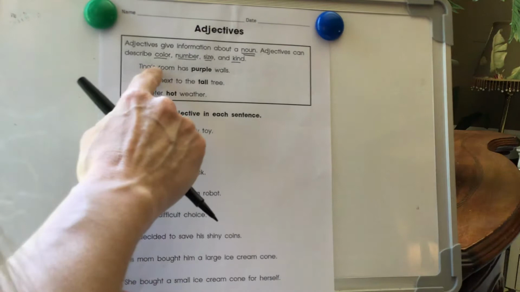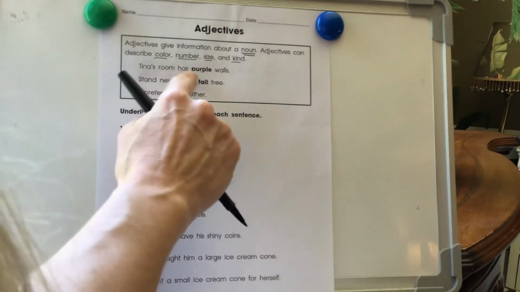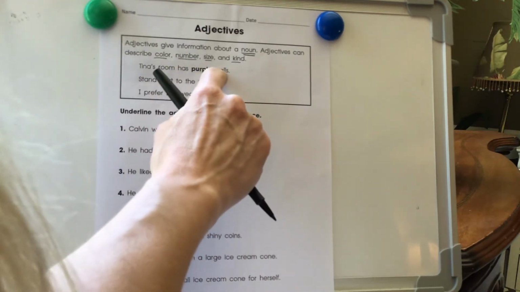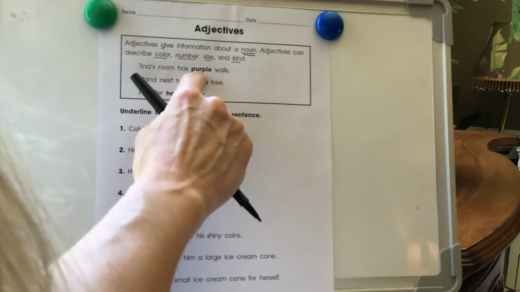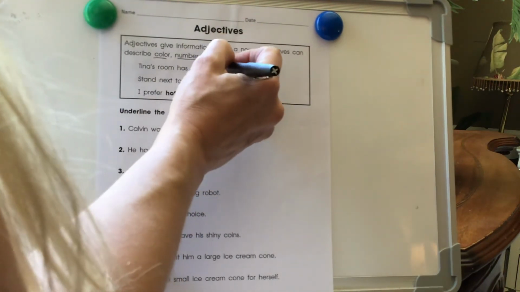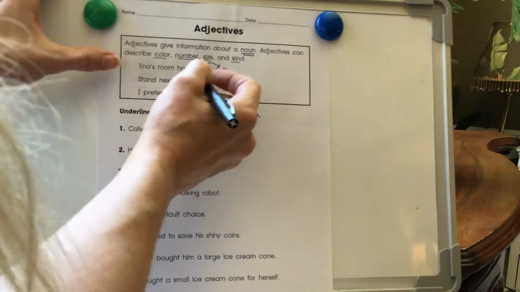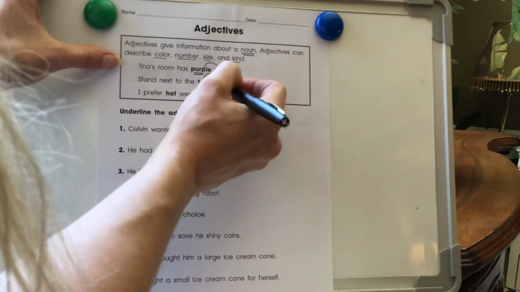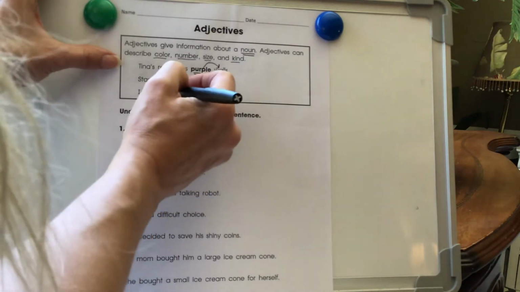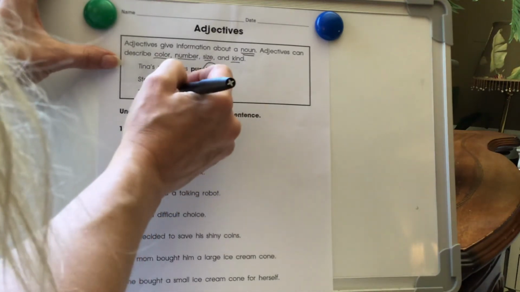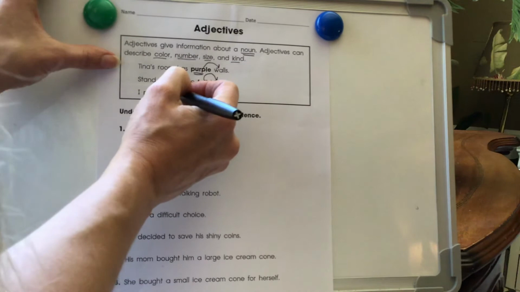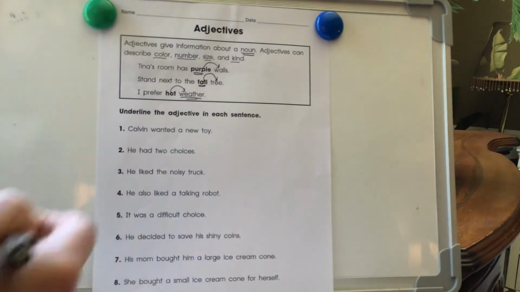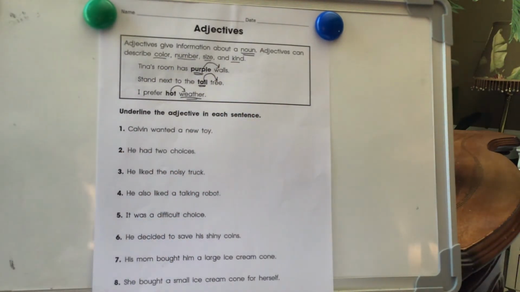So, Tina's room has purple walls. You could say Tina's room has walls. That's true. The noun is the walls. But purple describes what the noun looks like. Stand next to the tall tree. Tall's our adjective, tree is our noun. I prefer hot weather. Hot describes what the weather's like. Hot weather. So our adjectives are in bold, and our nouns I just put over to the side so we can see exactly what it's describing.